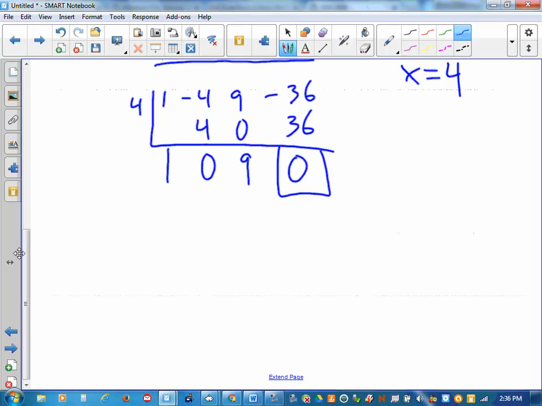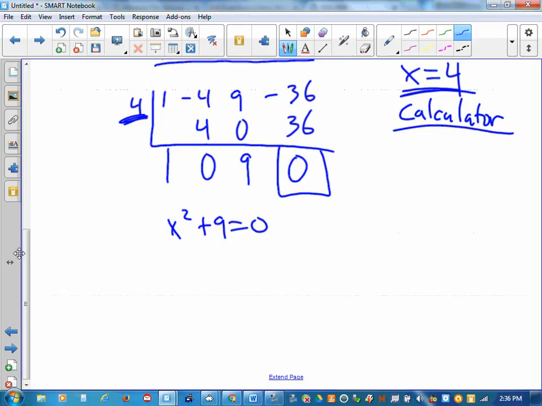Okay, now what am I going to do? So that means this is x squared plus 9 equals 0. That's the leftover quadratic. I found this x equals 4, which is the same as this 4 over here from the calculator by graphing it. So you type it in the calculator, graph it, and see where it crosses.